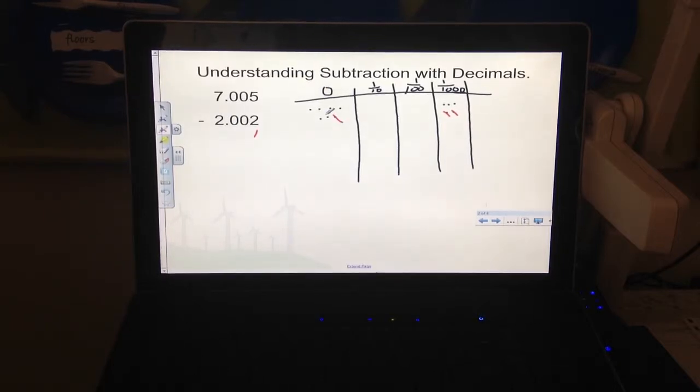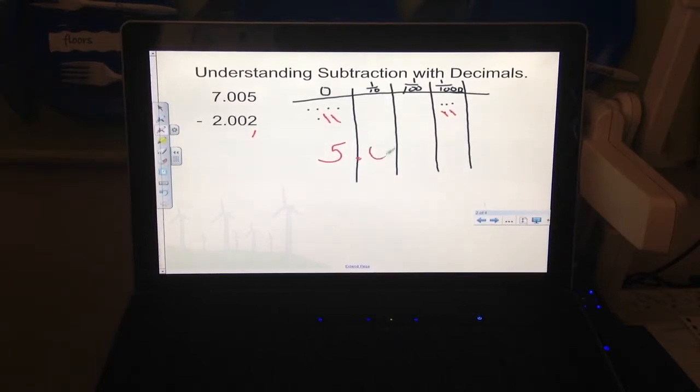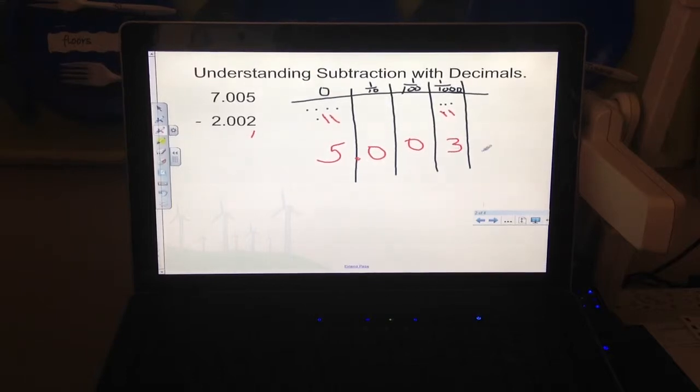So I go to my ones column, take 2 away. And now I can count up what I have left. I have 1, 2, 3, 4, 5 ones left. Okay, 0 tenths, 0 hundredths, and 3 thousandths. So my answer would be 5 and 3 thousandths.